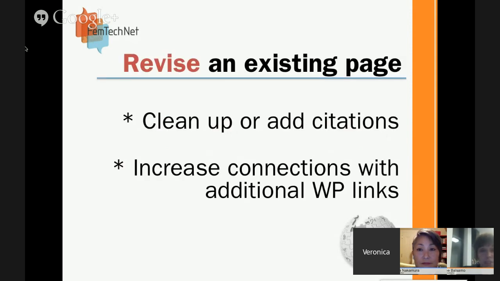developing pages for people who are not represented or underrepresented, and so on.